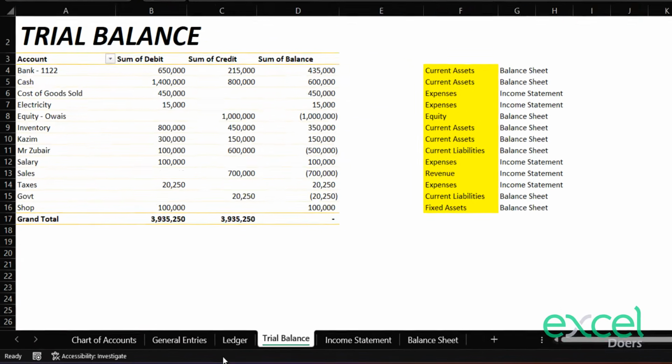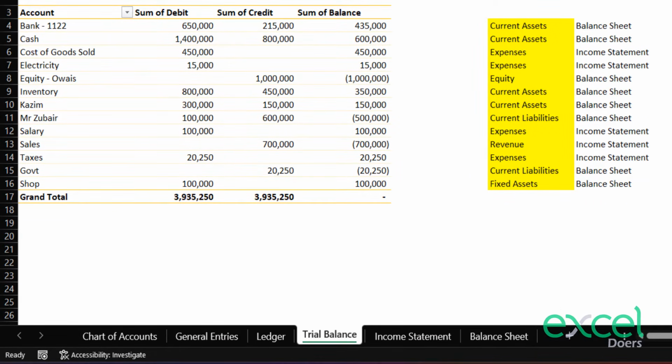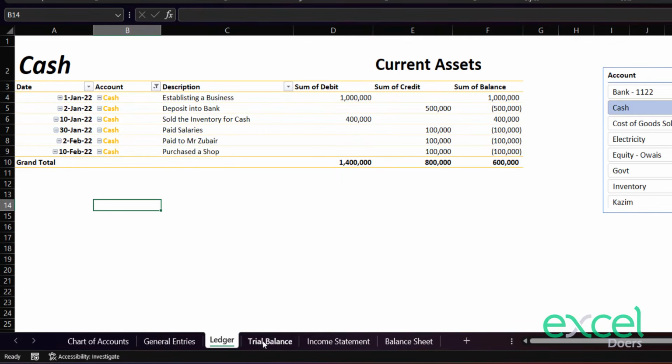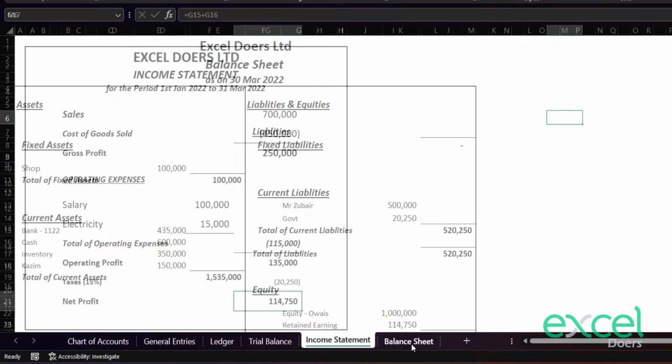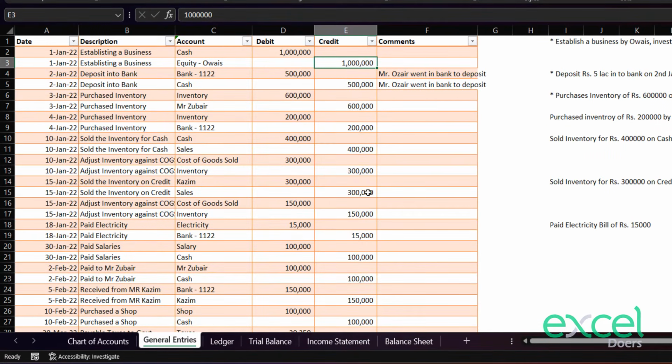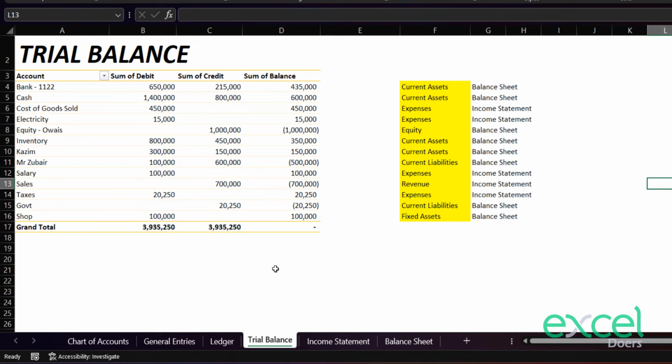In our previous video, we developed a complete accounting system up to the balance sheet, starting from the chart of accounts, journal entries, ledger, trial balance, income statement, and balance sheet. And please remember, this was the first year of our business because we established our business by investing 1 million in cash on 1st Jan 2022. So now I'm going to create a cash flow statement.